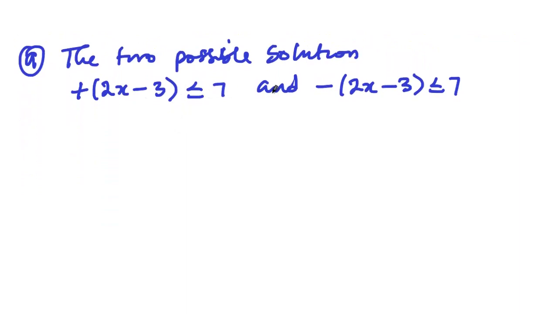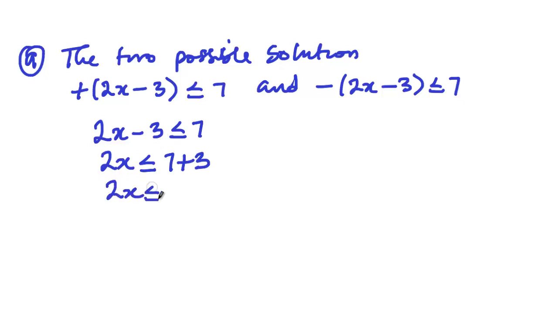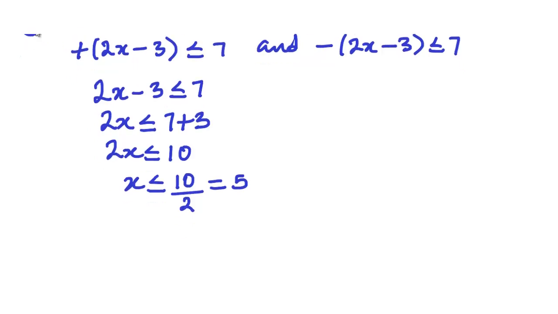So now let's do it side by side. If I use plus to open this bracket, it will still return 2x minus 3 is less than or equal to 7. So 2x is less than or equal to 7 plus 3, since minus 3 comes to this side, just like an equation. Then 2x is less than or equal to 10. So x is less than or equal to 10 over 2, which is 5. So x is less than or equal to 5. We are still going to check.